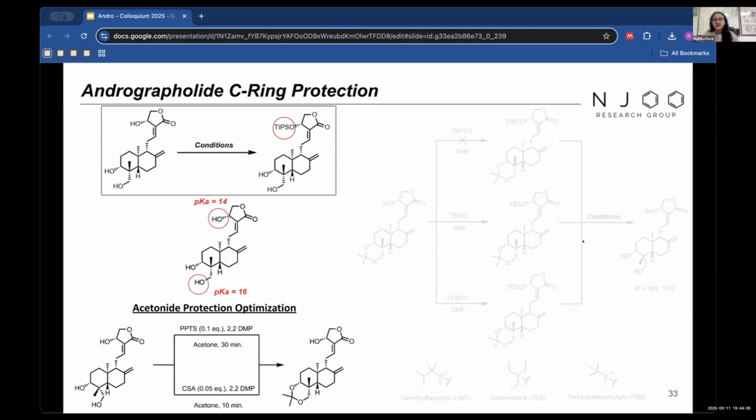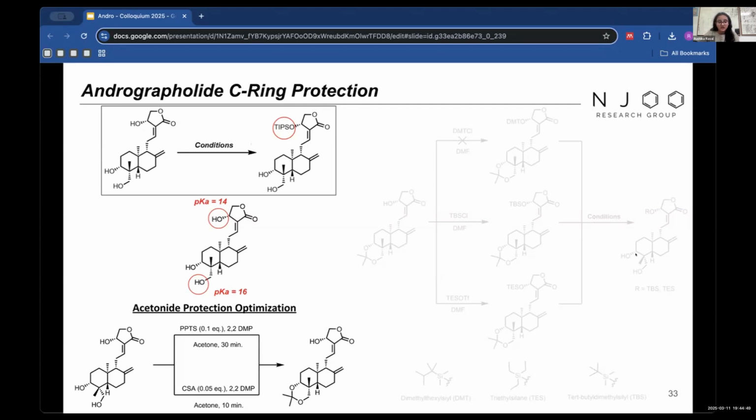And so we realized that the key intermediate necessary in order to perform A-ring functionalization would have to have the C14 alcohol protected, considering the differences in pKa. Essentially, the lower pKa of the C14 alcohol makes it more reactive, and also noting that the C19 primary alcohol would easily get silylated. Our goal was to synthesize the C14 protected andrographolide, which could only be possible by first protecting the C3-C19 diol alcohols, and that would only allow for the C14 selective protection.